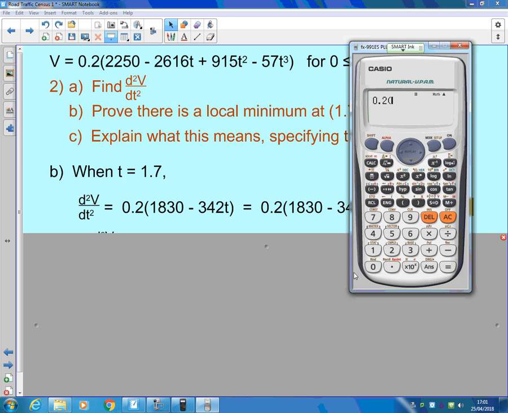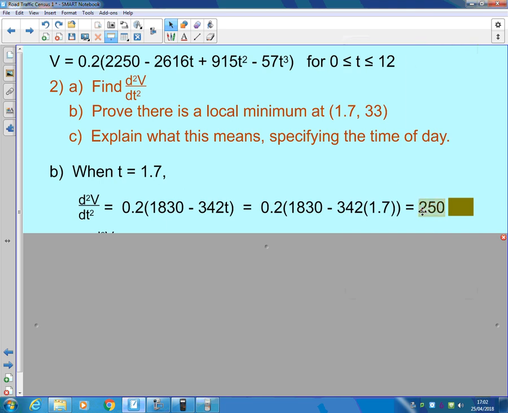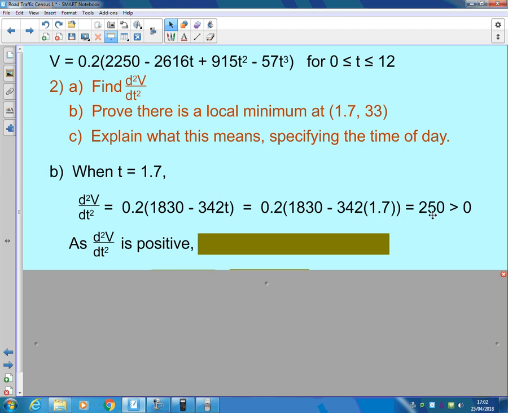Let's put in the equation, which is 0.2, open brackets, 1830 minus 342x, that's the d2v over dt squared, close the bracket, let's check it, yes, and now calc 1.7, and let's hope to be a minimum, it's got to be a positive value, so let's hope it comes to something positive. Yes, it has. It's come to 249.7, about 250. 250 is more than naught, it's positive. And so as it's positive, you can say that 1.7 is a local minimum. Make the statement at the end. So we showed that this was first of all a stationary point, and now we've shown that it is a local minimum.